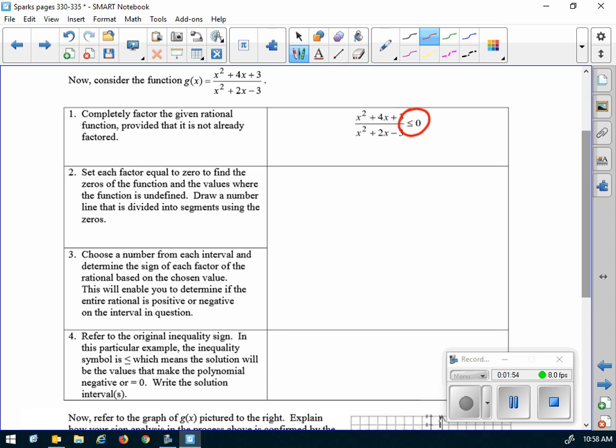And here's what you're going to think. We've done that before. And the answer is yes, we have when we did polynomials. There was not a fraction part. So you are going to, I hope, think to yourself, I know we've done that before. Look at number 1, completely factor. So let's go ahead and factor that thing.